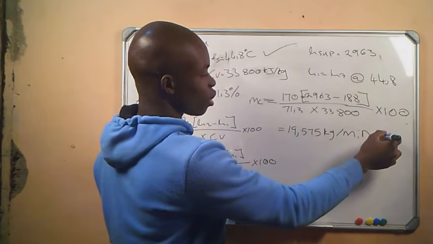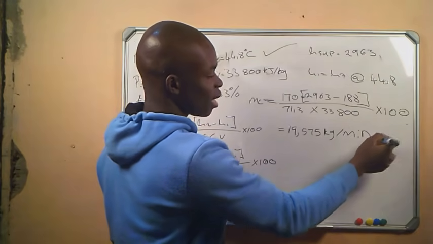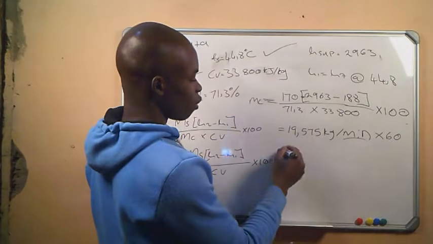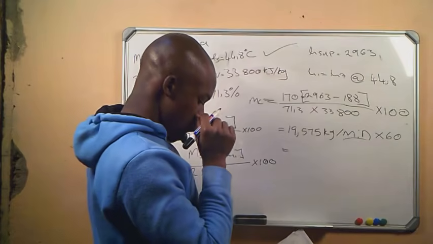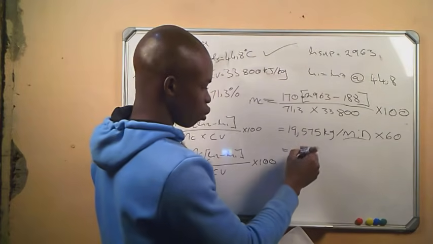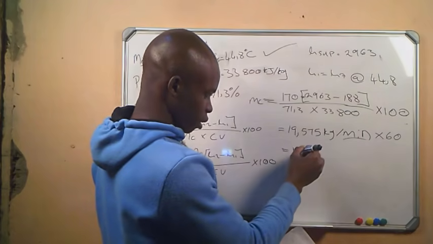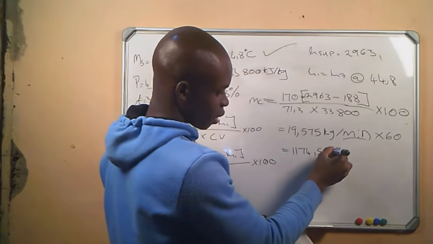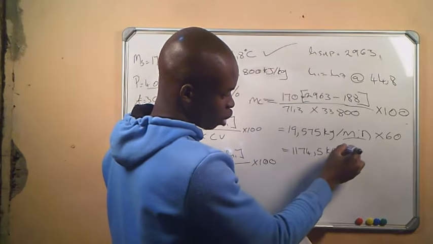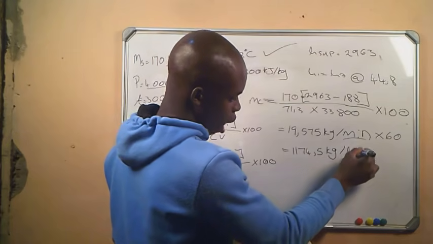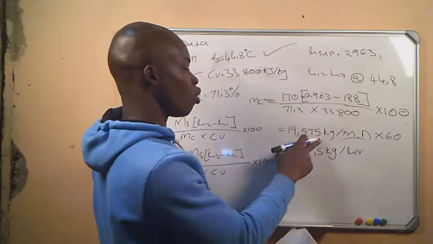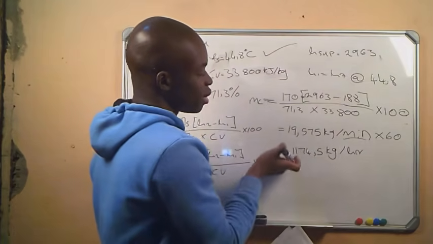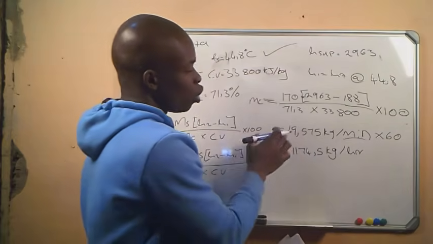So we come to this answer, and because it is in minutes, we multiply by 60 to convert it into hours. So we have 1174.5 kg per hour. Do not leave your answer here, because this is not complete. This is what they are looking for, not this one.